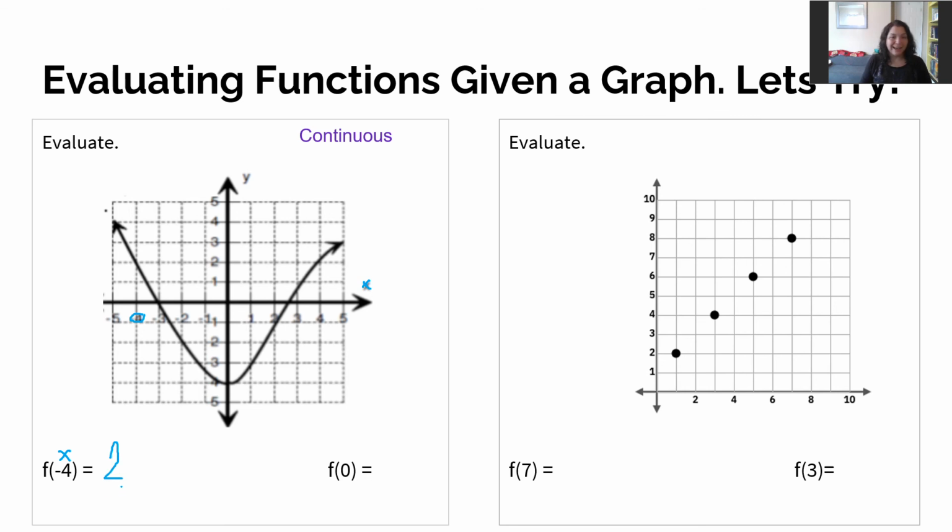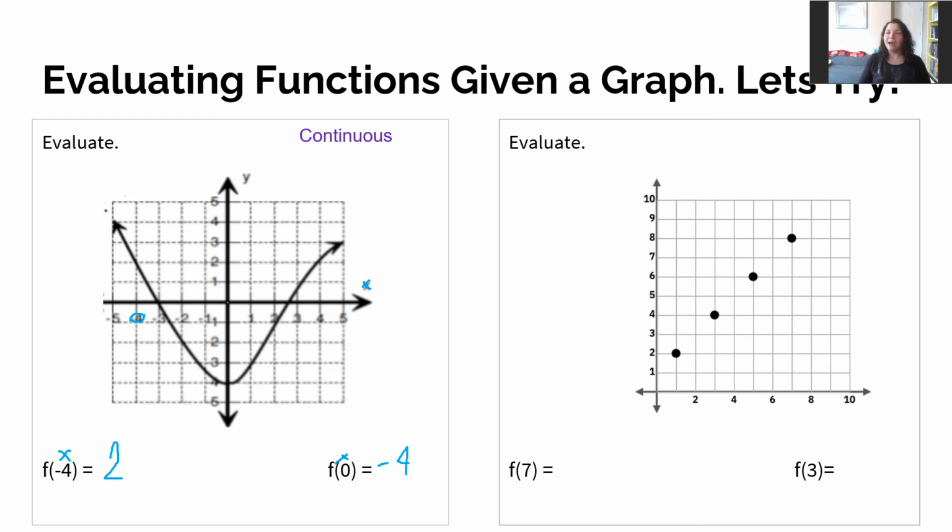Now, this one is a little weird. This time, if my x is 0 right over here, my y is over here. It's -4. Well, that wasn't bad at all. Okay, I was freaking out over nothing.